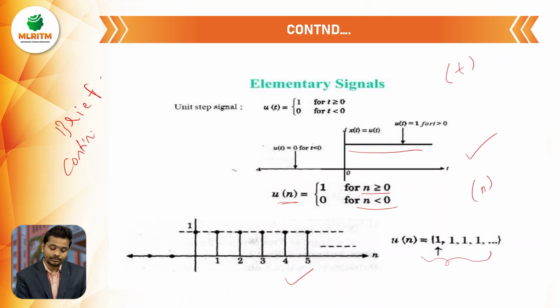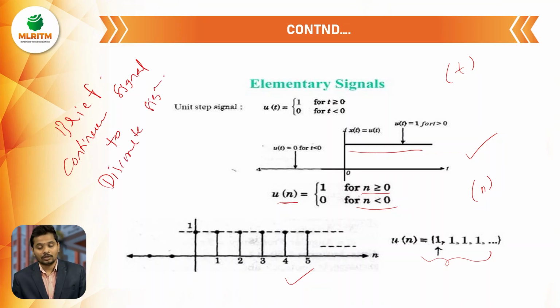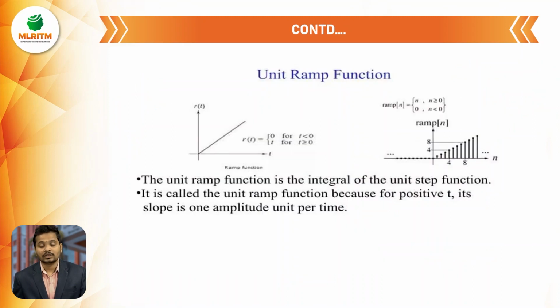continuous signal to discrete signals. So what will we use? The main two techniques are sampling and quantization. So these two techniques are very important in this role. Okay.